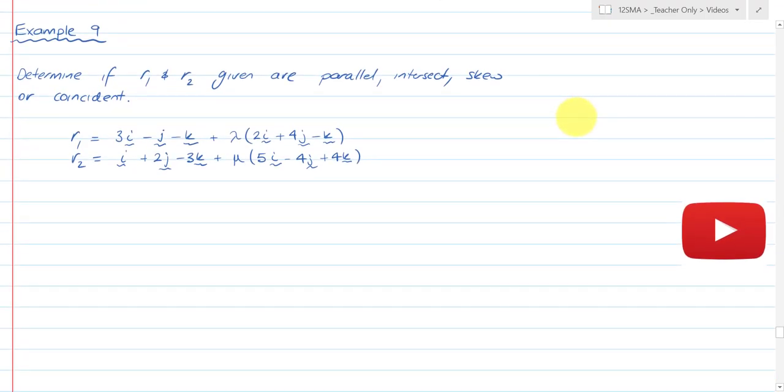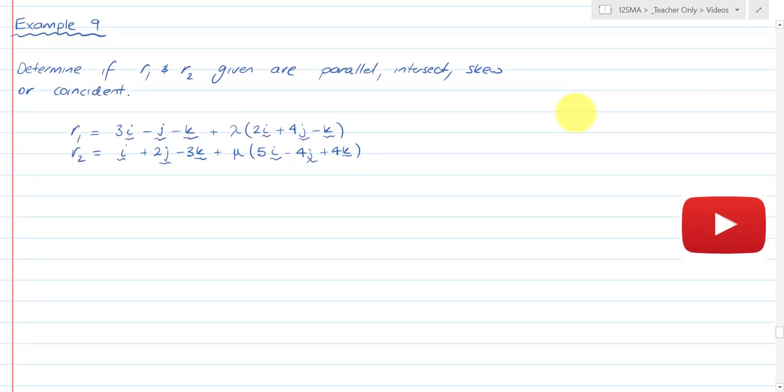So in example 9, which is the last one I'll do for this series of videos, determine if R1 and R2 given are parallel, they intersect, or they're skew, or they're coincident. And keep in mind, coincident means they're parallel and intersect, so don't just stop at parallel. Check to see if they intersect as well, for example. So the first thing to do is test for parallel. And parallel will mean that d1 equals k d2. Now this, I believe, is the easiest way of doing it.